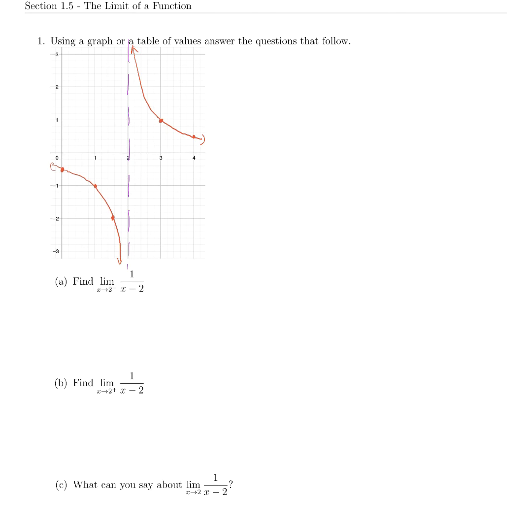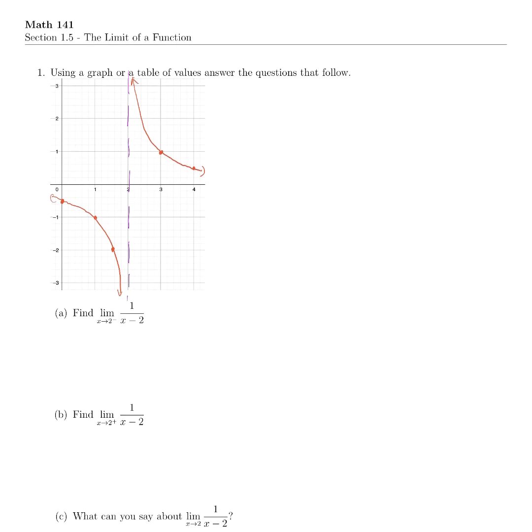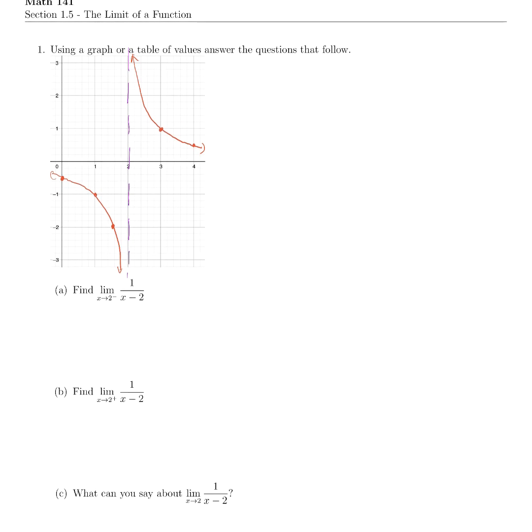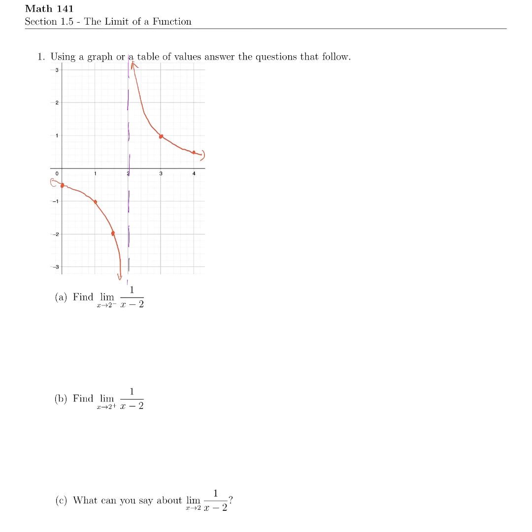Here are the solutions to the section 1.5 activity. First question says, using a graph or a table of values, answer the questions that follow. Okay, so here we want to investigate the limit as x approaches 2 from both the left and the right of 1 over x minus 2.